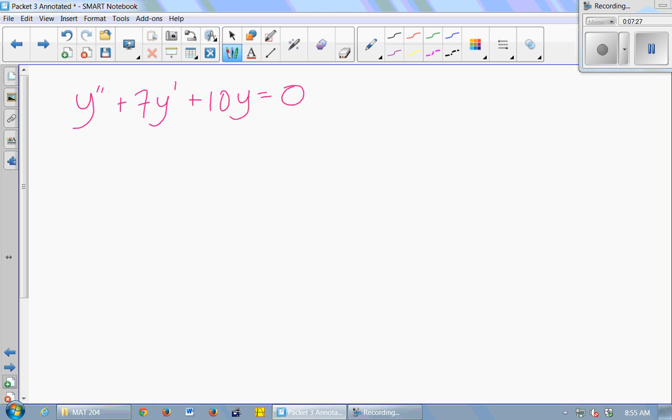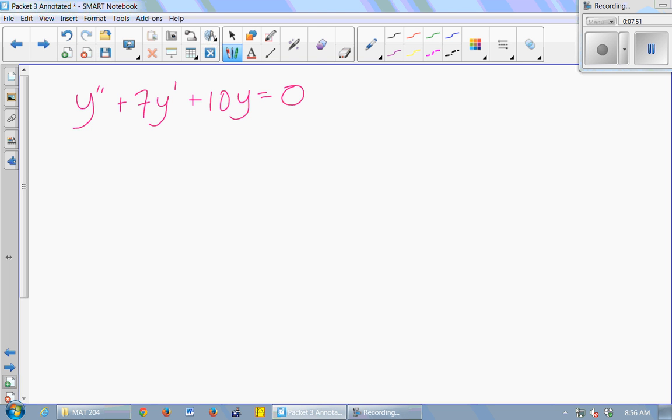Yeah, you make a lucky guess where you say, okay, I'm adding 3 functions together, right? A y, its derivative, and its second derivative, and I'm getting 0. So these 3 terms have to be alike. I have to be able to add them together and get 0. So what kind of function would be a like term with its derivative and its second derivative?